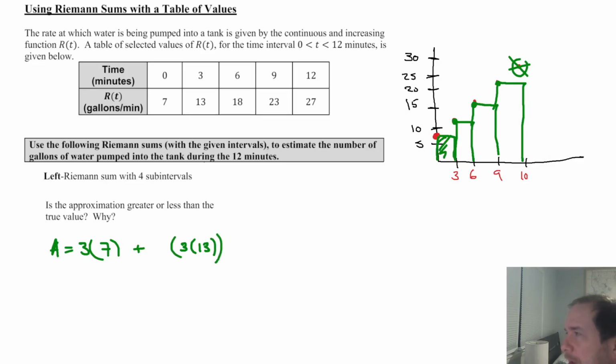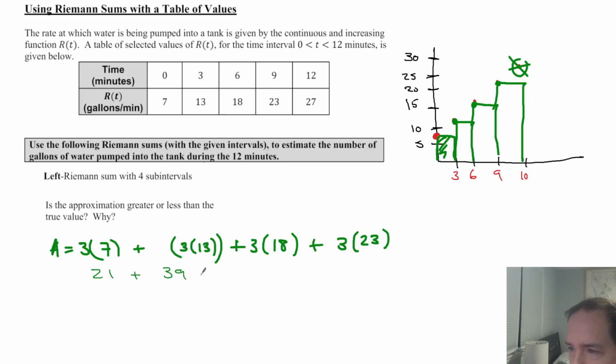Okay, the third rectangle has a base of 3 and a height from the 6 giving 18. So base of 3, height of 18. And lastly, we've got a base of 3 and a height of whatever the function value is at 9. So 3 by 23. So you're getting 21 plus 39 plus 54 plus 69. So what's all that add up to?